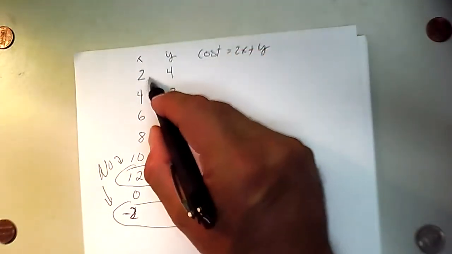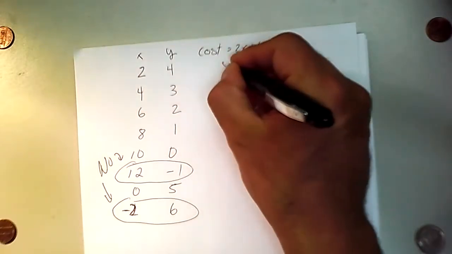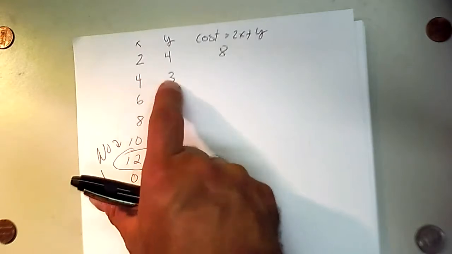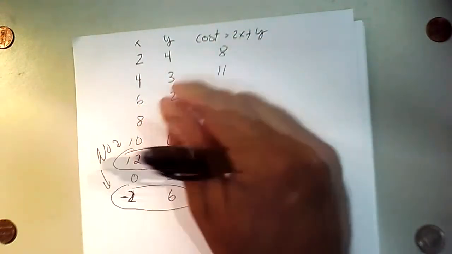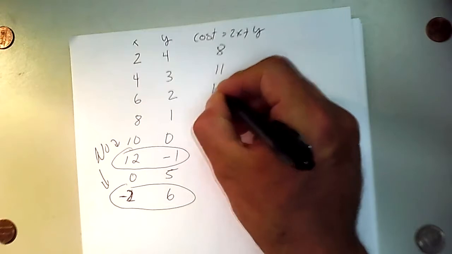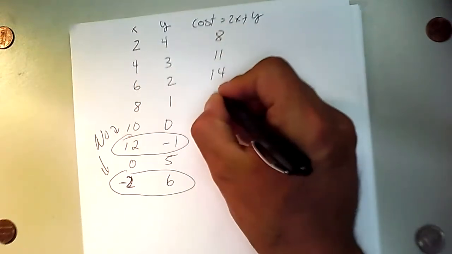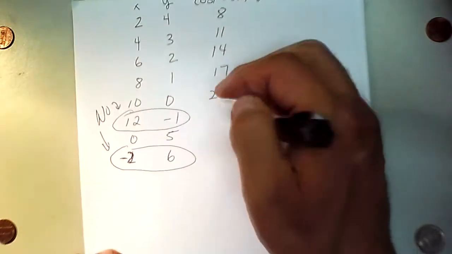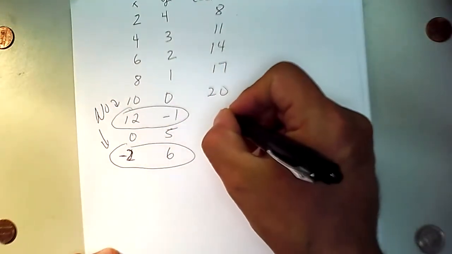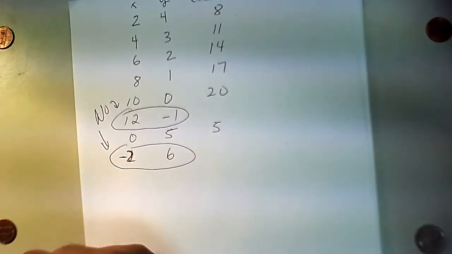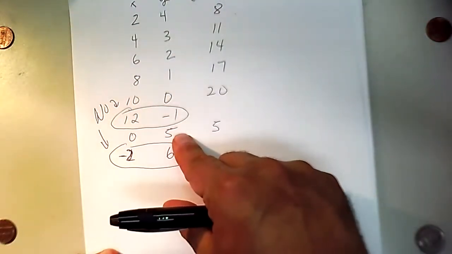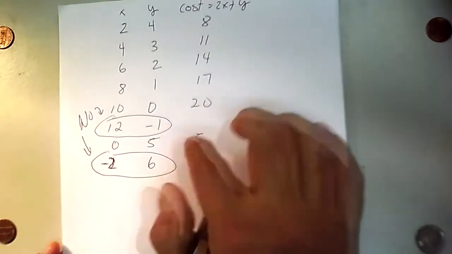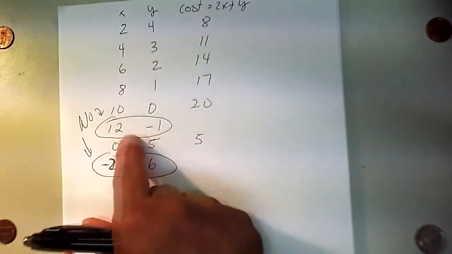So 2 of those, so that's 4 and 4 is 8. The cost will be 8 here. The cost here will be 2 of those and 1 of those, so that is 11. So that's going up. 12 and 2, 14, 16 and 1, 17, 20 and 0, that's 20. So all of those numbers are large. 0 and 5 is 5. Interesting. This is actually the lowest we've seen. Is there any lower? I don't think so. So the solution to minimize the cost is this point, (0, 5).